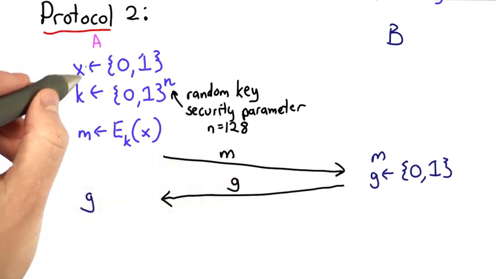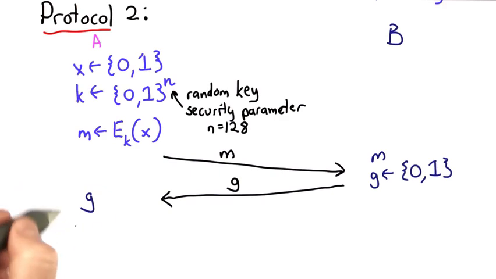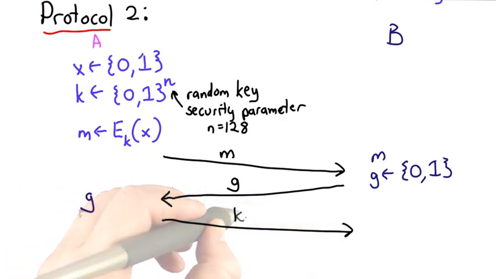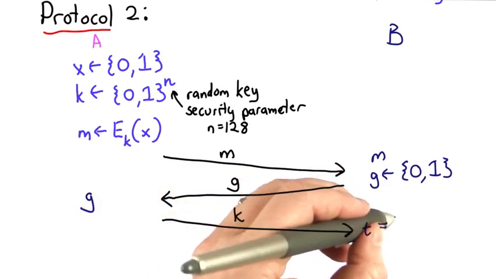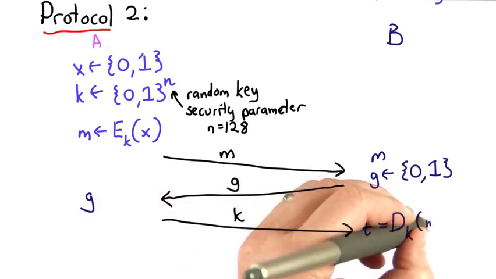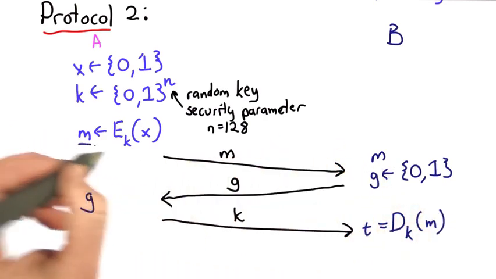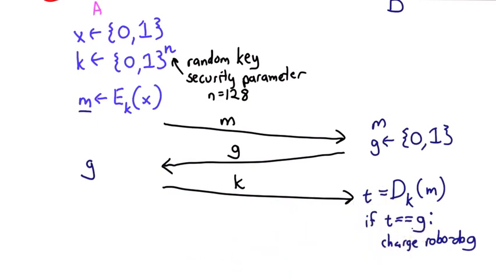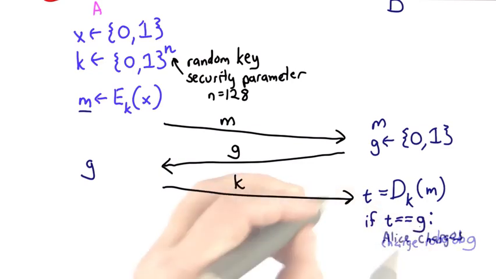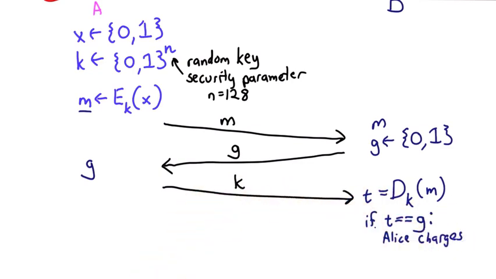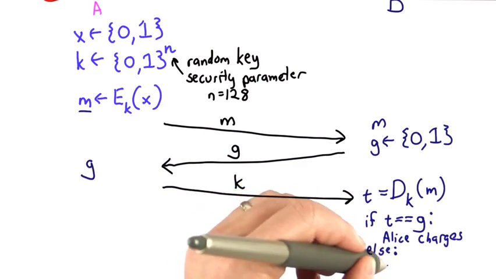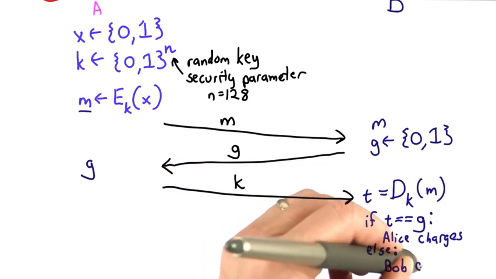Alice knows the values that she picked for x, k, and m, as well as the value Bob picked for the guess. At this point, Alice sends the key to Bob, and Bob can compute the result of decrypting the message with the key. This is the message that Alice sent to Bob in step 1. And at this stage, Bob can check whether or not he won the coin toss, comparing the value of t with the value of his guess. If they're equal, that means Bob guessed correctly, and Alice should charge the robo-dog. If they're not equal, then it's up to Bob to charge the robo-dog.